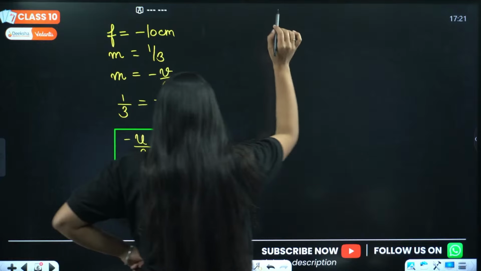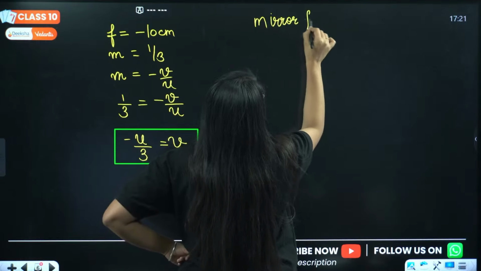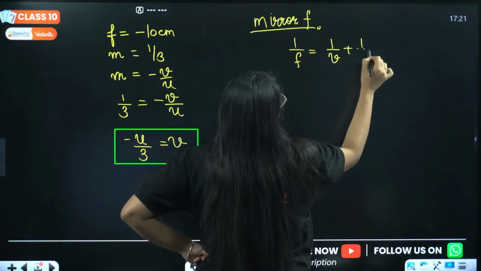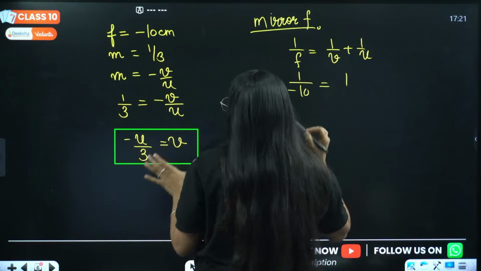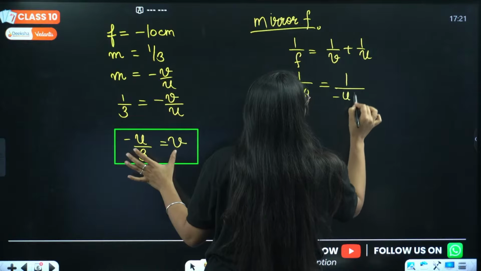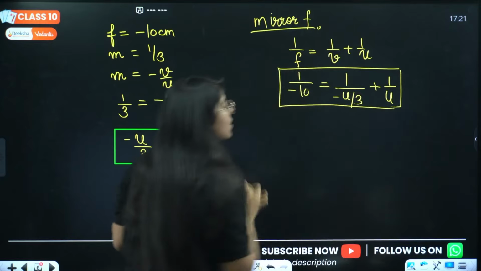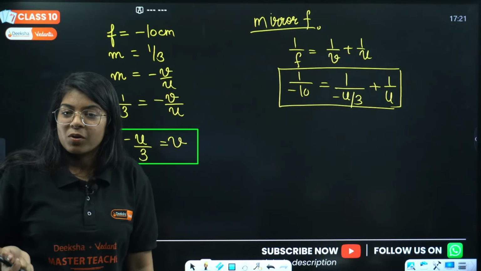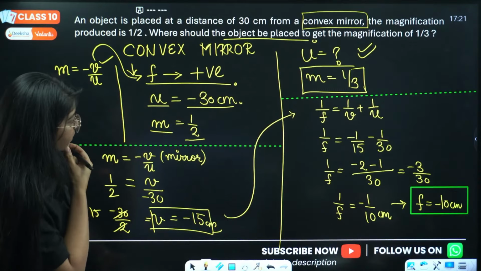Then we'll use the mirror formula. What will happen? 1 by f equals 1 by v plus 1 by u, right? Now focal length is minus 1 by 10, and v is now minus u divided by 3, plus 1 by u. Now we have an equation and there is just one variable. Can I find the object distance? Convex mirror's is positive. Wait a minute. Yes, convex mirror's is positive. What did we do wrong? Something we did wrong then.